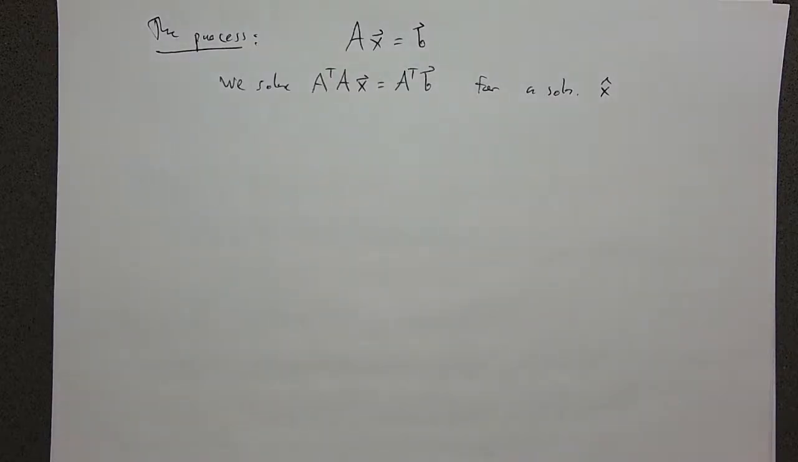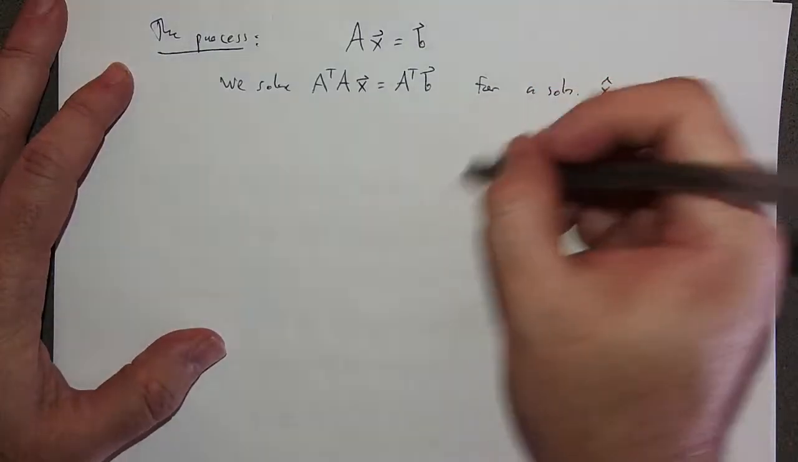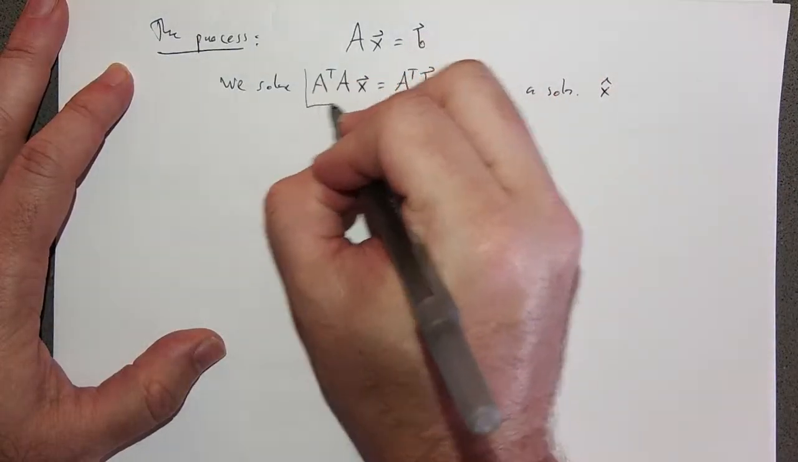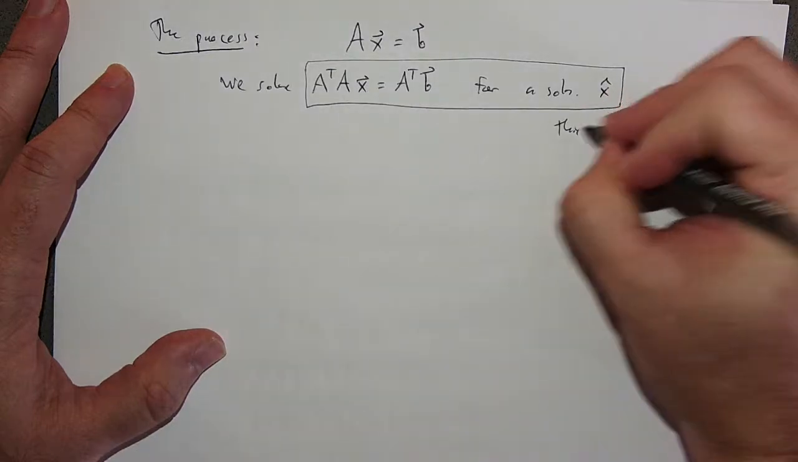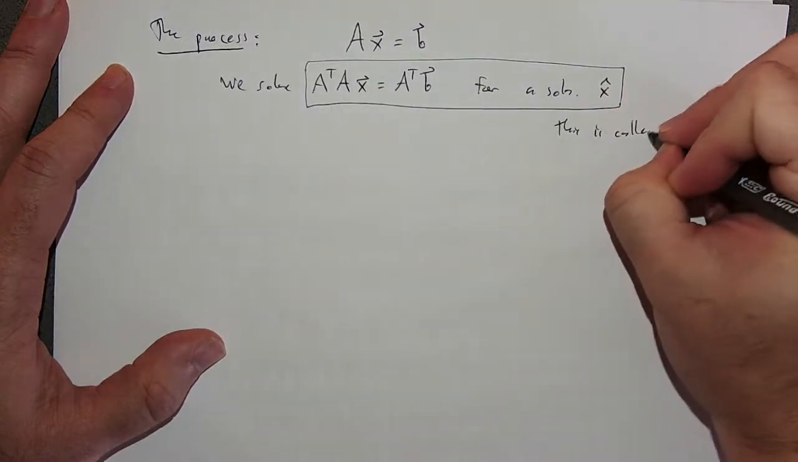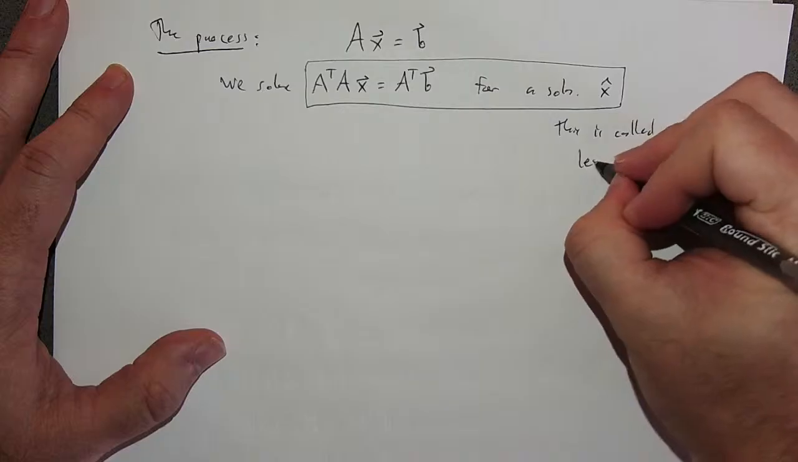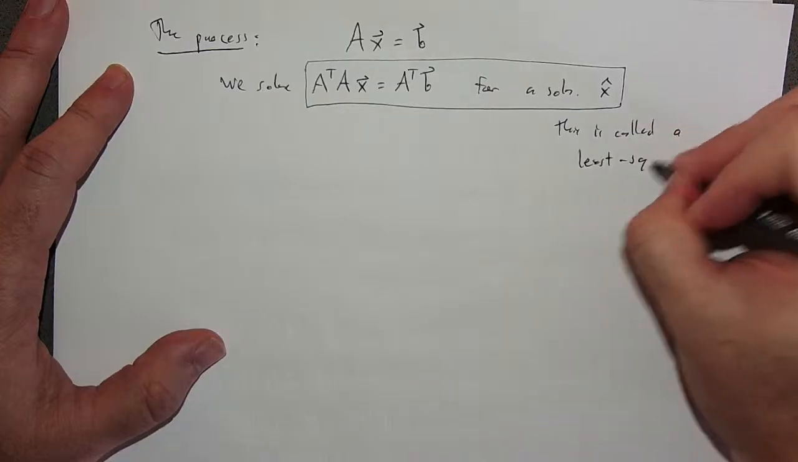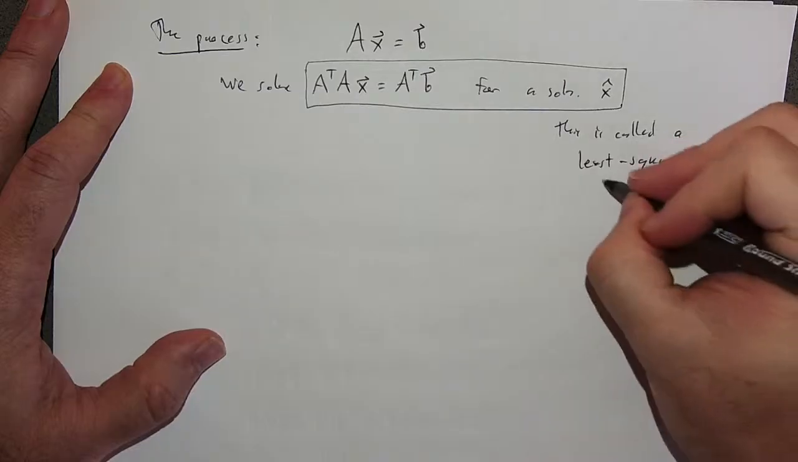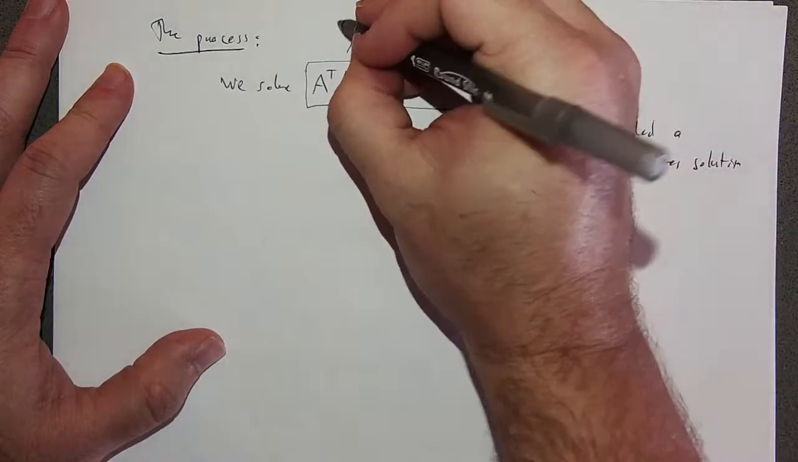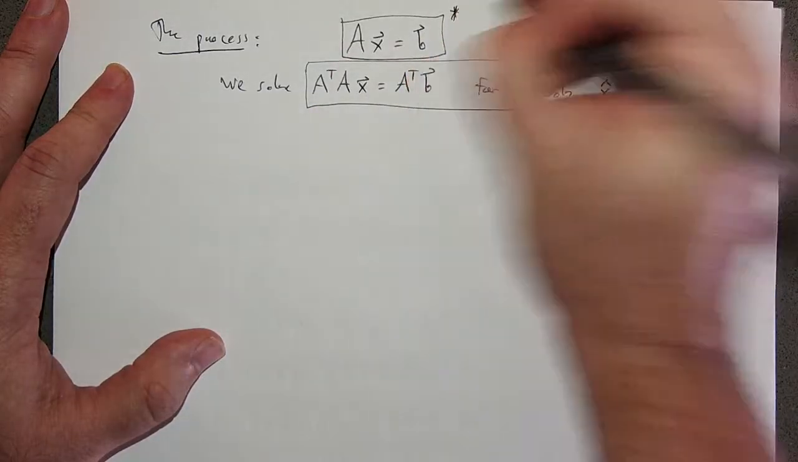Okay. These are my normal equations. So this is called a least square solution to this equation star.